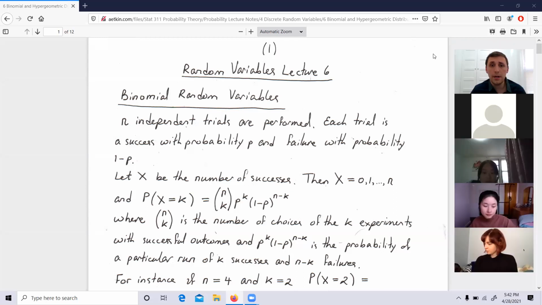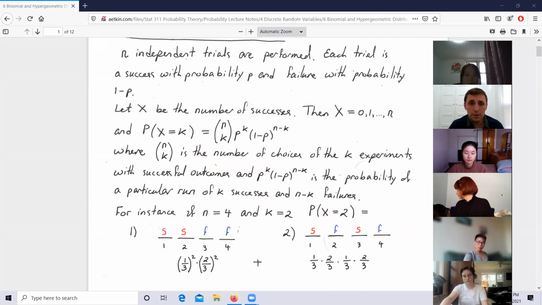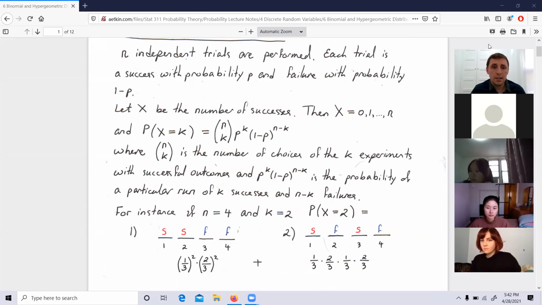So we talk about binomial random variables. Consider the situation: suppose our experiment consists of independent trials, and each trial has probability P of success. So X is the number of successes that we are going to get. The probability that X equals K is given by n choose K, P to the K, 1 minus P to the power of n minus K.